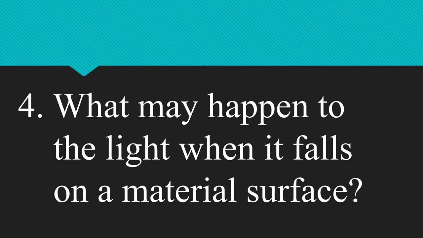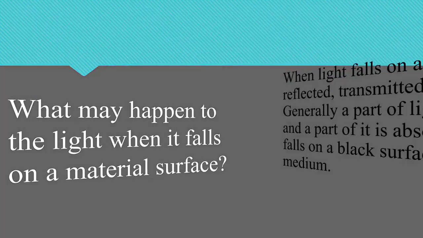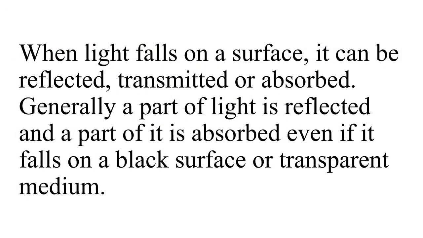Let's move ahead to question number 4. What may happen to the light when it falls on a material surface? When light falls on a surface, it can be reflected, transmitted, or absorbed. Generally, a part of light is reflected and a part of it is absorbed even if it falls on a black surface or transparent medium.